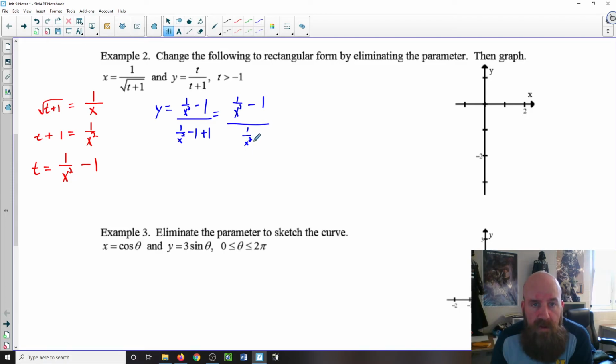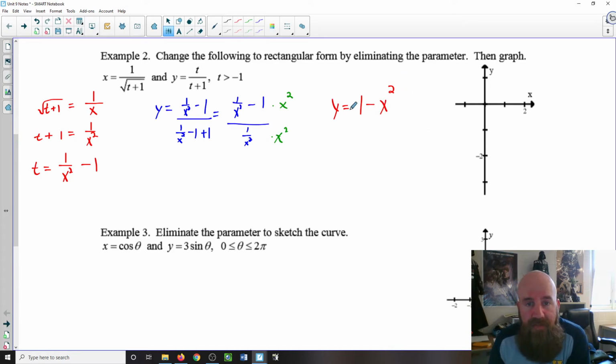So now we need to fix this bottom here. We have a fraction divided by another fraction, so we can flip it and multiply, or we can just multiply by x squared on top and bottom. That would eliminate the bottom. If we do that, we end up with 1 minus, so we get y equals 1 minus x squared. And then the bottom just turns into 1, so we can get rid of that. Now we have a rectangular equation, so y equals something in terms of x.